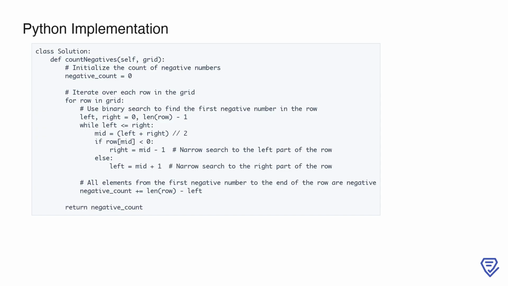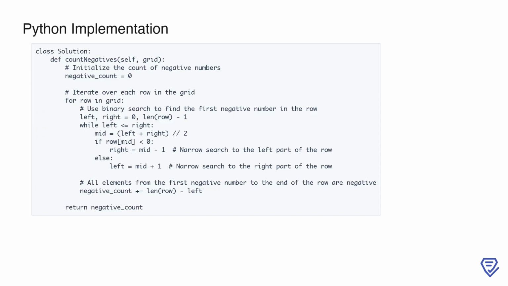2. Iterate over the rows. The for loop iterates through each row in the grid. Since each row is sorted in non-decreasing order, binary search can be applied to locate the first negative number efficiently. 3. Binary search per row. For each row, variables left and right are initialized to the start and end indices of the row. A while loop is used to perform binary search.